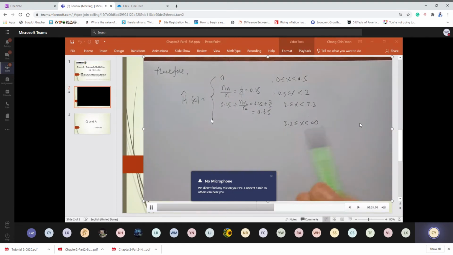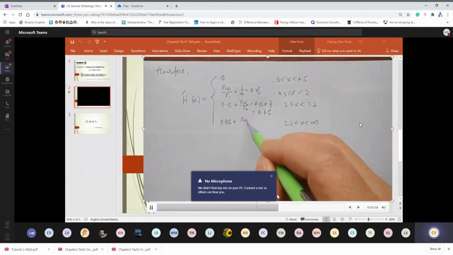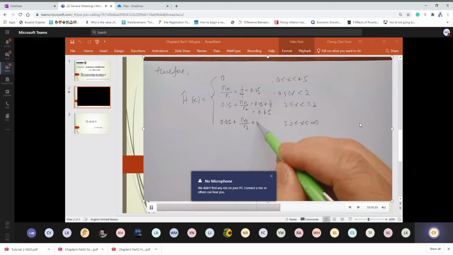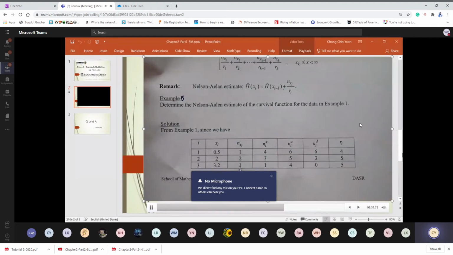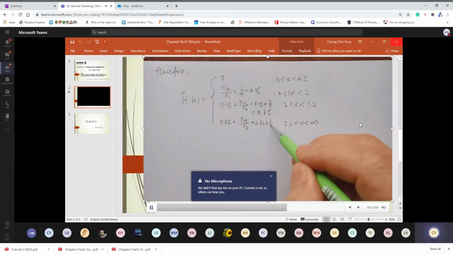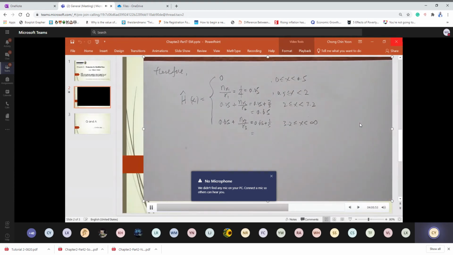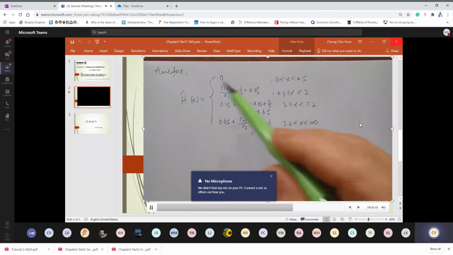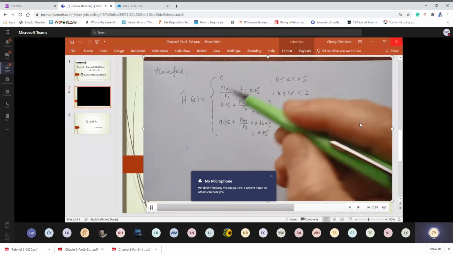So again, we use the recursive formula, that we take this result 0.65 and plus the n_x3 divided by R3. So here we have 0.65 plus the n_x3 we found, that is 1, and the R3 is 5. I mean this is 1 over 5. So we will have 0.85. So that means this is our cumulative hazard rate function.